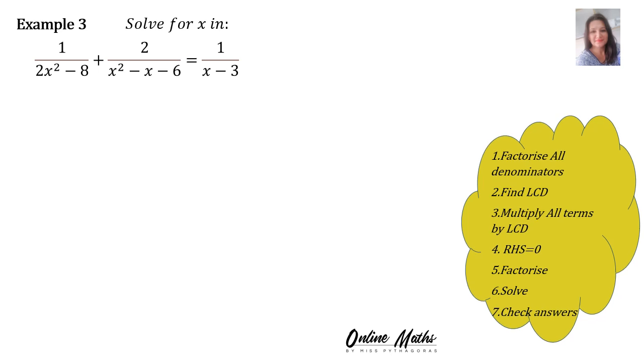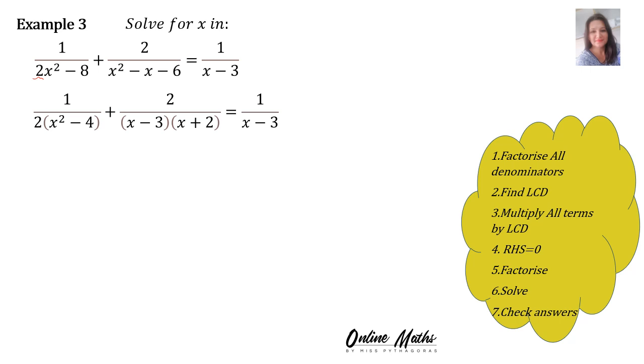Now if you look at this sum, the first step is to factorize all denominators, and that is a very important step. So if you look at the first term, you can pull out 2 as a common factor. The second term, when we factorize x squared minus x minus 6, we end with (x minus 3)(x plus 2). And the last term, we cannot factorize, it's just x minus 3.